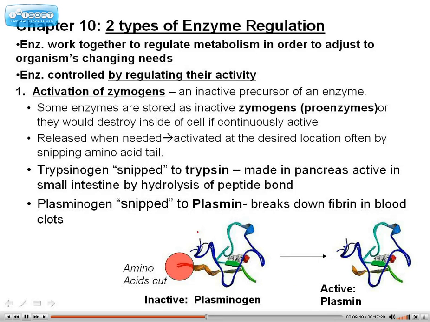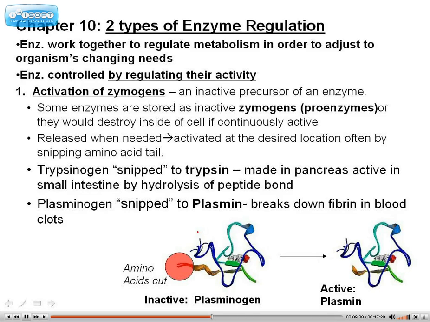Zymogens are responsible for doing a variety of events in the body. One event, they're used as digestive enzymes. Another one, they're used to break down fibrin and blood clots.